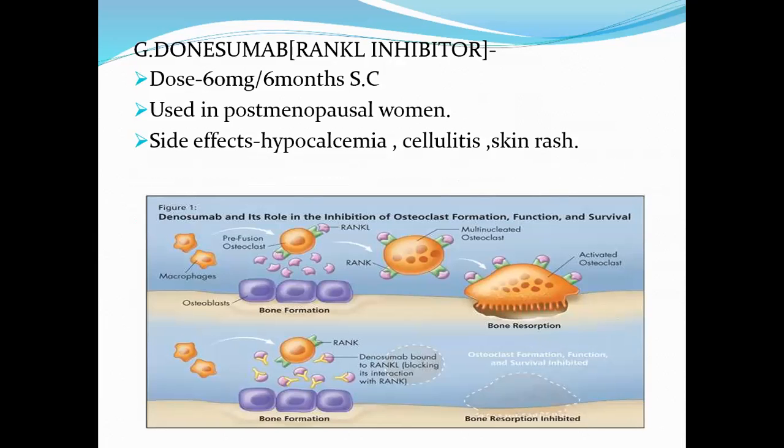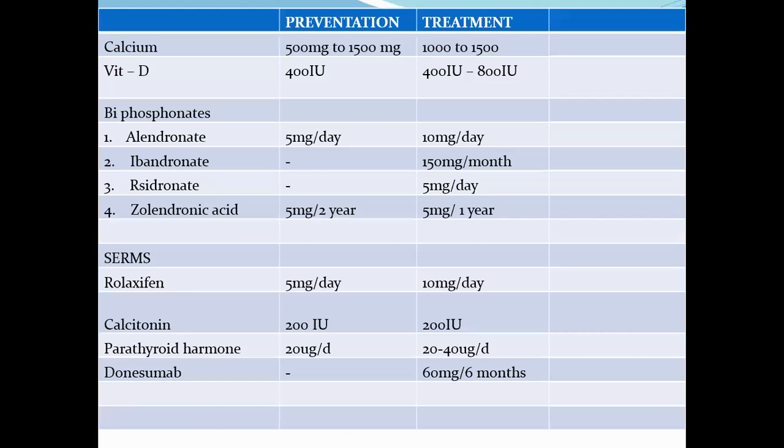Previously I showed you a diagram of the serotonin inhibitors; such drugs are to be given. The side effects to be observed are hypocalcemia, cellulitis, or skin rashes. These are the doses of this particular drug. Prevention and treatment means you have to take it, and once you get this disease, you have to continue this particular treatment.